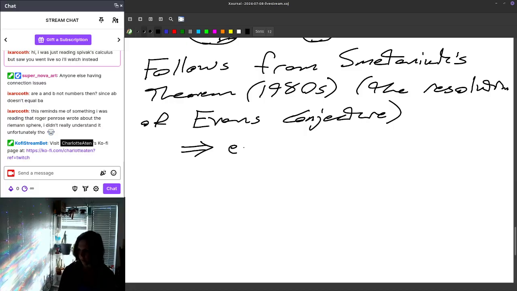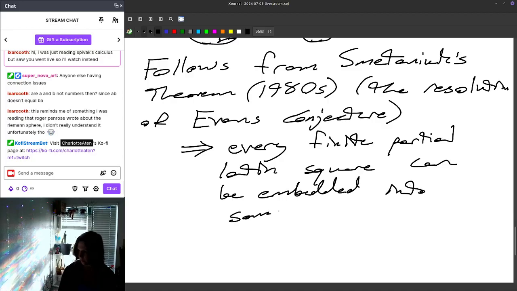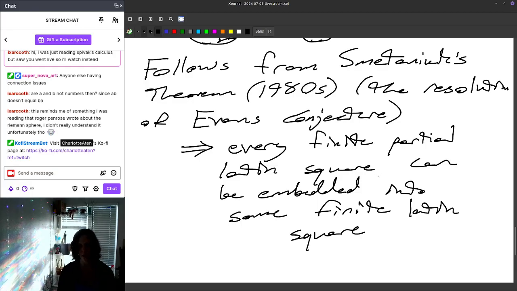It implies that every finite partial Latin square can be embedded into some finite, complete Latin square. Okay. And if you're not as familiar with this, it might not be obvious why this is enough, or why this is helpful to us.